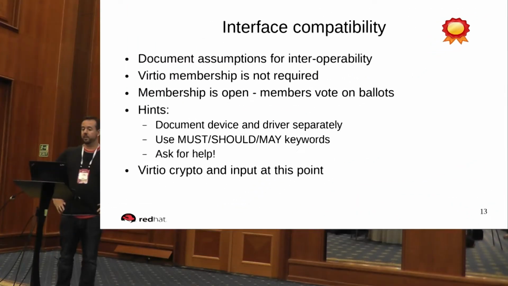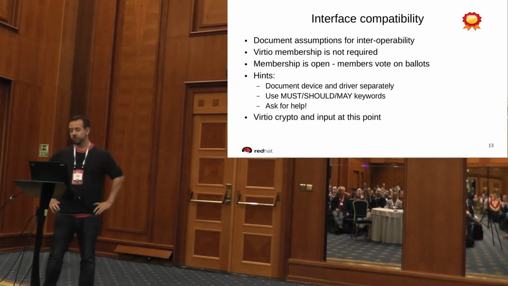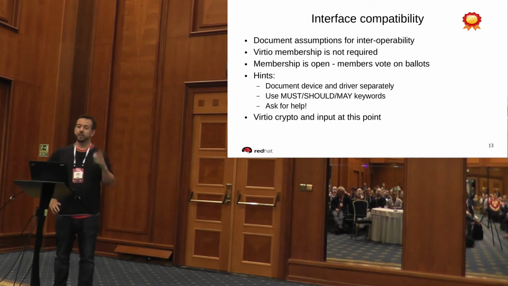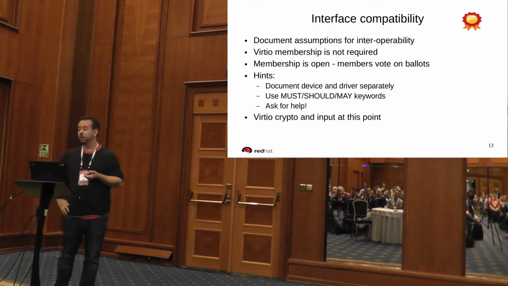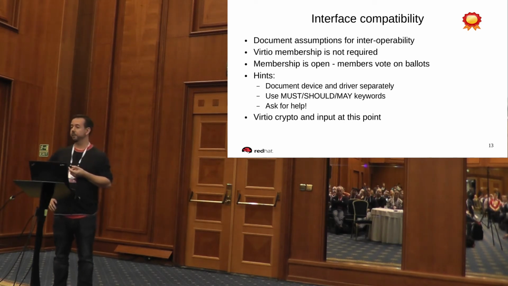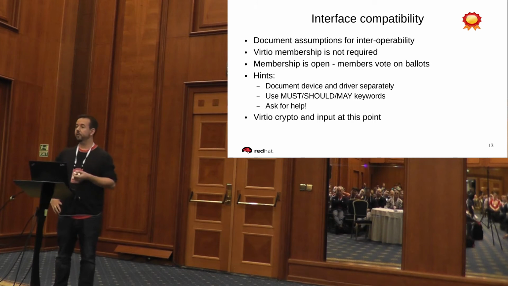Next one is interface compatibility. This one is hard. To interoperate with others, we really need good documentation. In the ideal case, you would add a full description of new feature bits to the specification, of the new features to the specification.